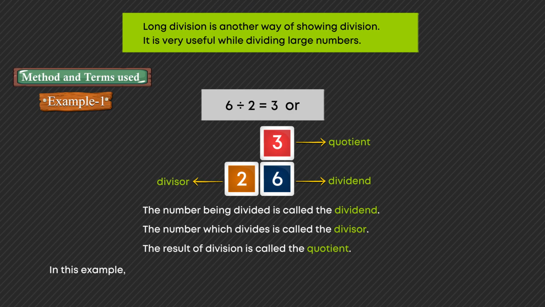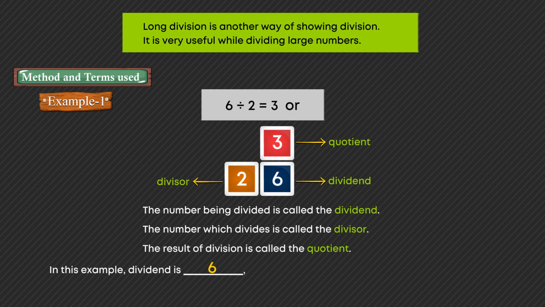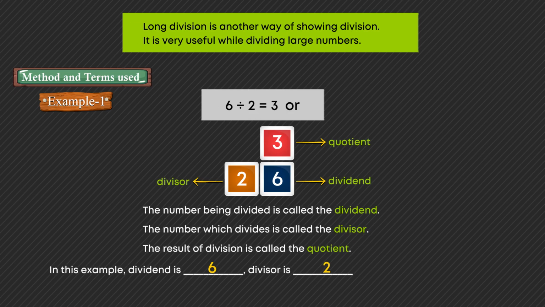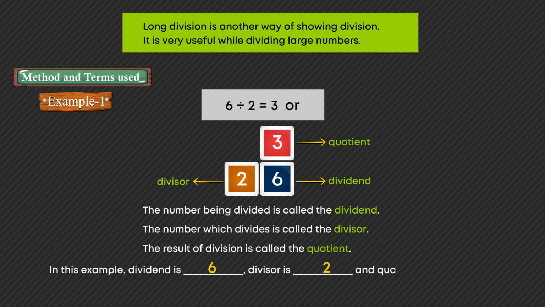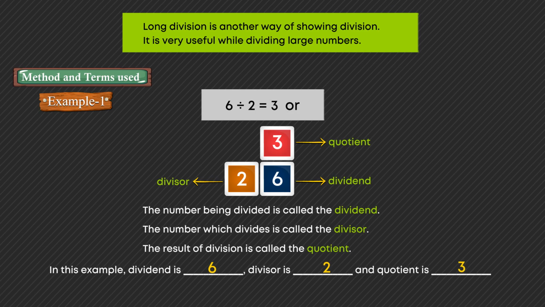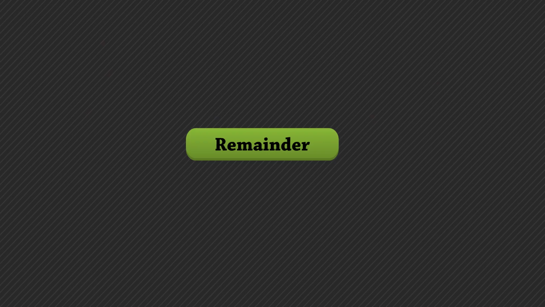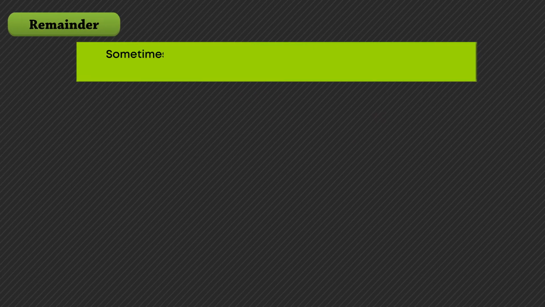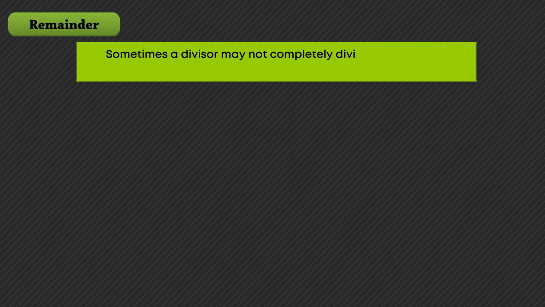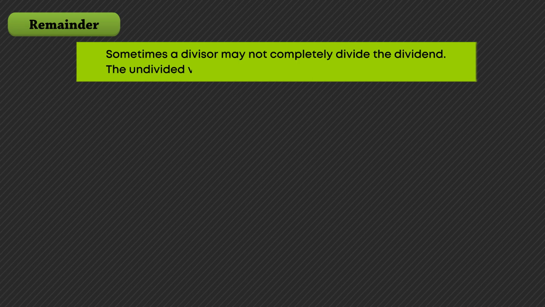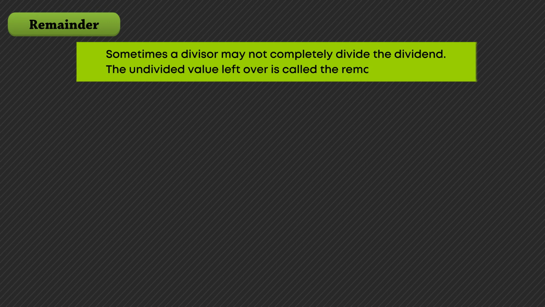In this example, dividend is 6. Divisor is 2. And quotient is 3. Remainder. Sometimes a divisor may not completely divide the dividend. The undivided value left over is called the remainder.